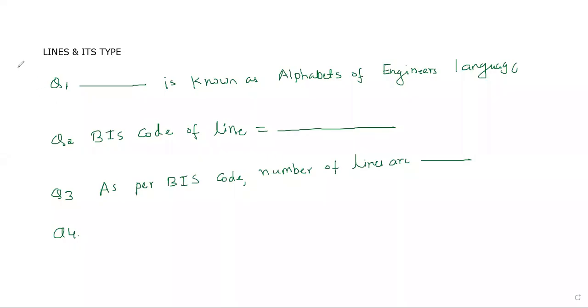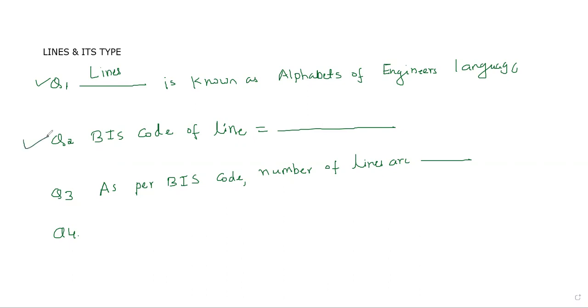The concept can be explained with the help of the following questions. Dash is known as alphabets of engineer's language. Can you tell me the answer? Usually, lines are known as the alphabets of engineer's language. You can write it up here.